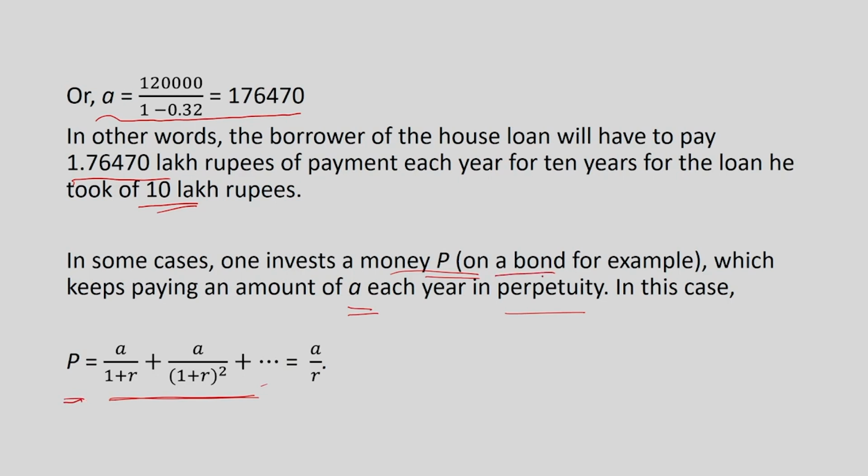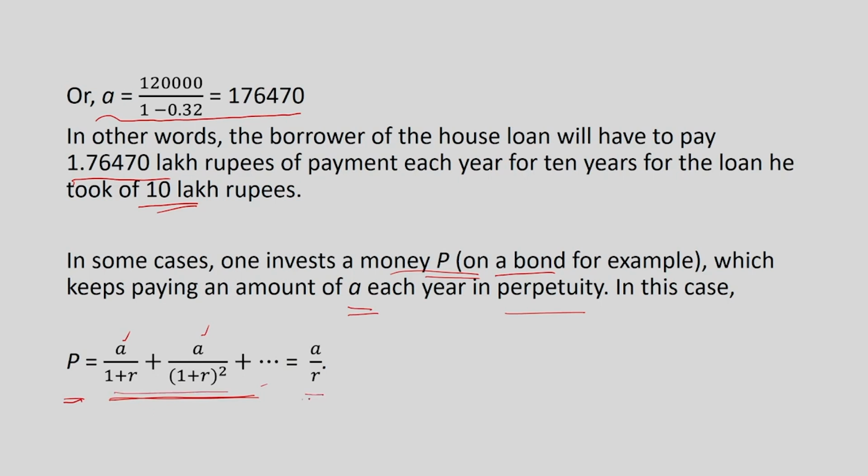So, what is a bond? A bond is a certain thing where you are lending someone an amount of money. In this case, this is capital P. So, that is the money that you are investing, you are lending, and the person who has borrowed from you is going to pay a small a amount of money each year. So, these two sides must be equal, otherwise someone is making a loss.